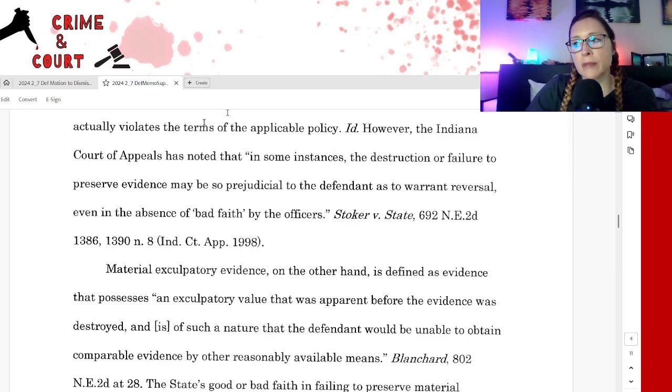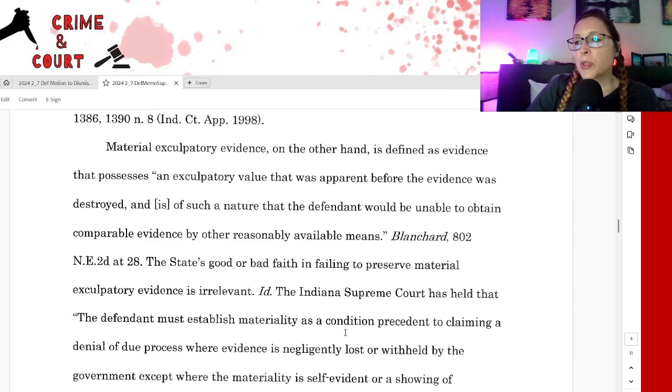reversal or dismissal. Material exculpatory evidence, on the other hand, is defined as evidence that possesses an exculpatory value that was apparent before the evidence was destroyed and is of such a nature that the defendant would be unable to obtain comparable evidence by other reasonably available means. So he has no other interview of Brad Holder out there to compare it to. There's no other first interview of Brad. That was his first interview, and now it's gone. You can't get that back.